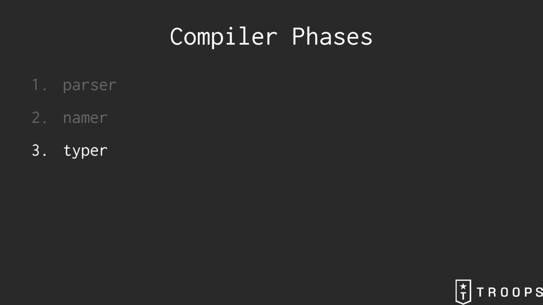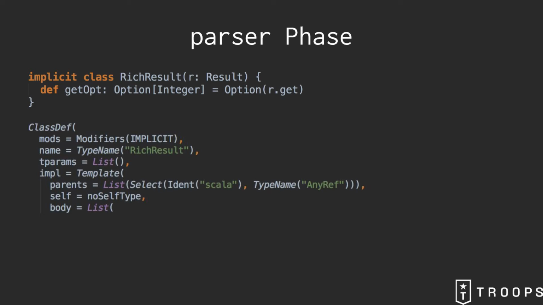The last phase is the typer. The typer takes a tree and assigns a type to that tree. You can think about it as the result type of evaluating that tree in the Scala language. It's also responsible for inferring types and resolving implicits. So the typer is what notices that a result doesn't have a method getOpt, finds the implicit view and applies the implicit view.